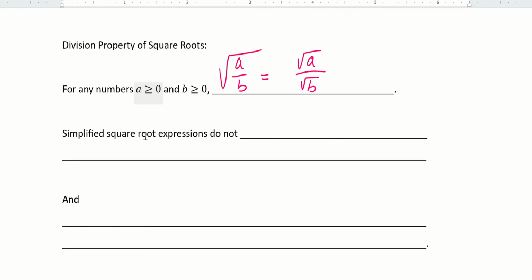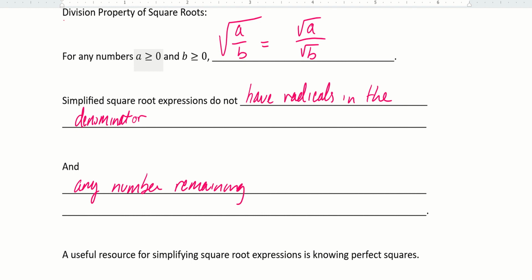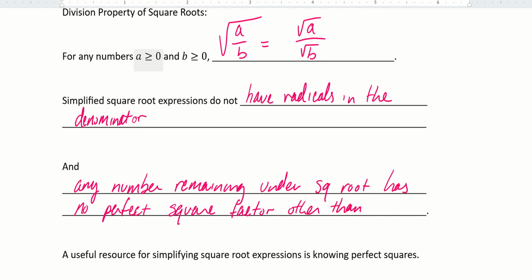Now, simplified square root expressions do not have radicals in the denominator. Also, any number remaining under a square root has no perfect square factor other than 1. So if the number under the square root symbol has a perfect square factor, then you can simplify further.